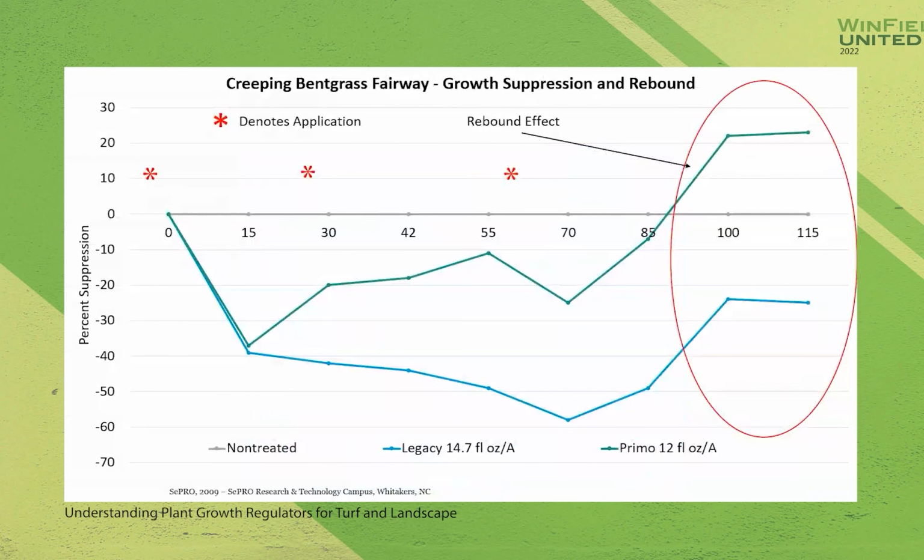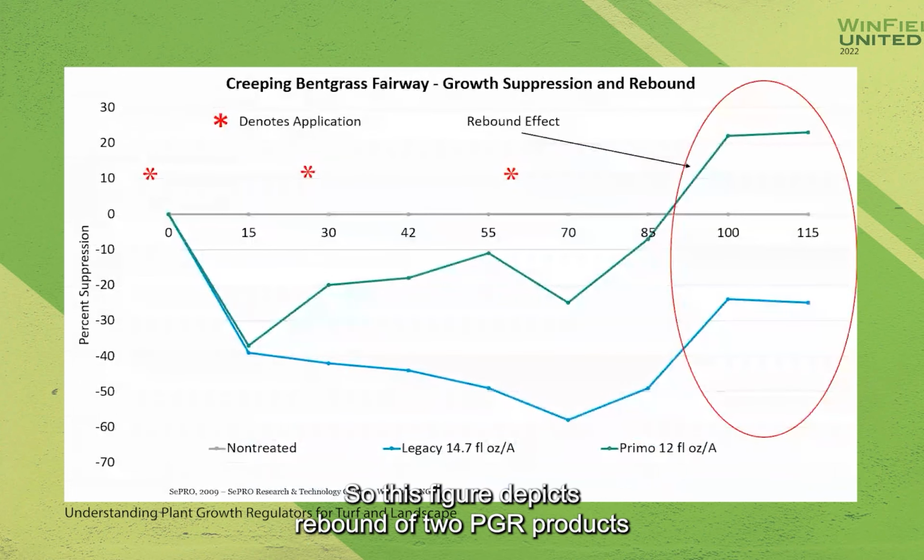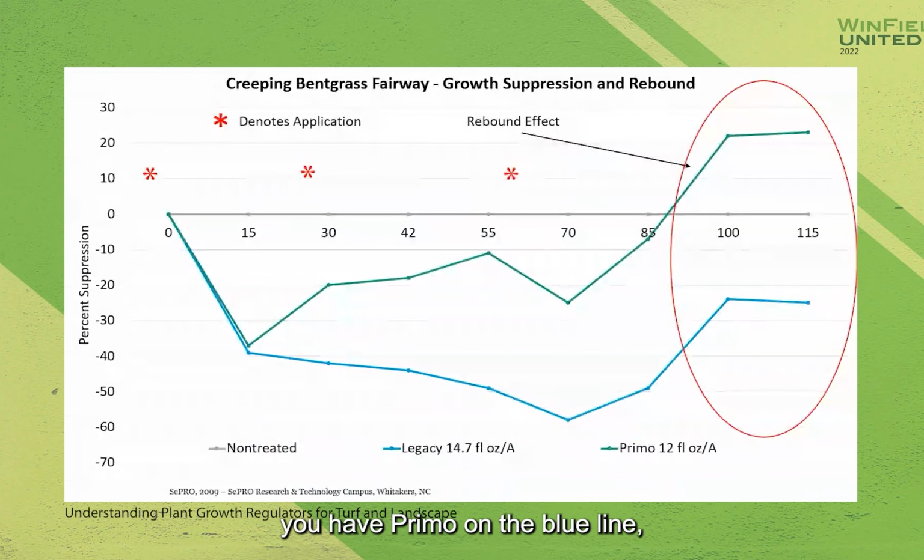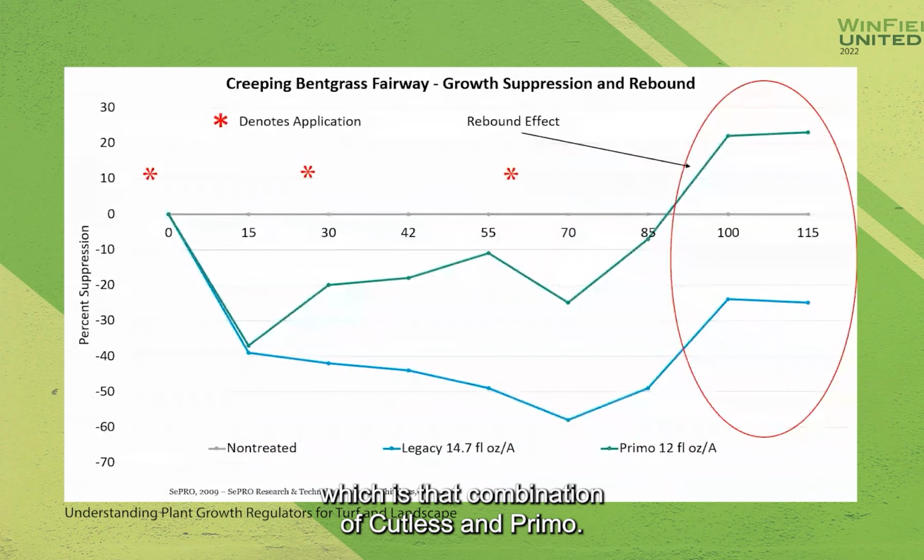at a given rate. All right, I mentioned Rebound. So this figure depicts Rebound of 2 PGR products. In the green line, you have Primo. On the blue line, you have Legacy, which is that combination of Cutlass and Primo.